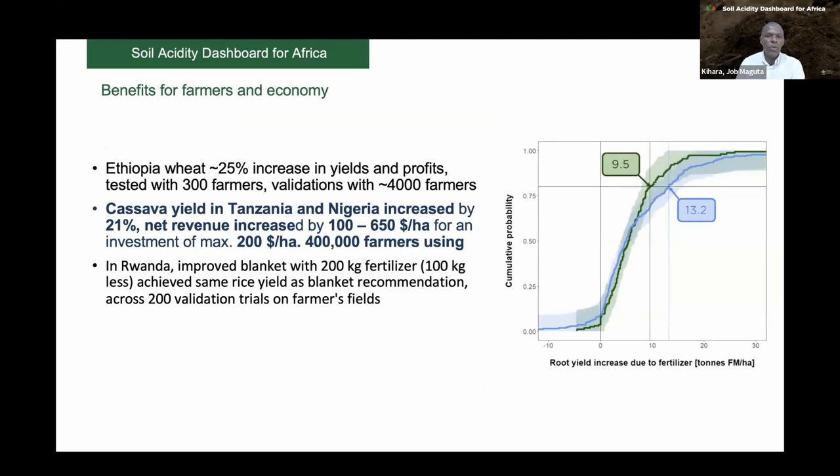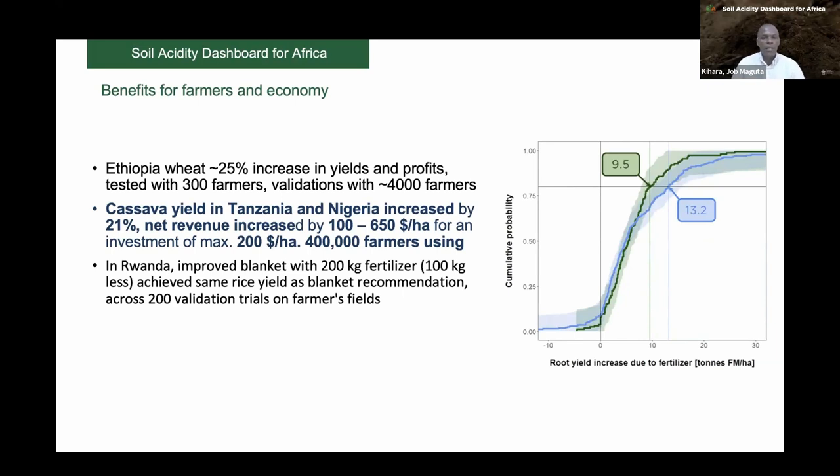I wanted to show that based on the models for nutrient recommendations that have been developed in Excellence in Agronomy, there are a few examples of big success. For example, in Ethiopia, through those models and recommendations, the yield of wheat is increased by 25%, as well as profits among several farmers. In Tanzania and Nigeria, for cassava, the productivity is increased by 21%, again benefiting thousands and thousands of farmers.